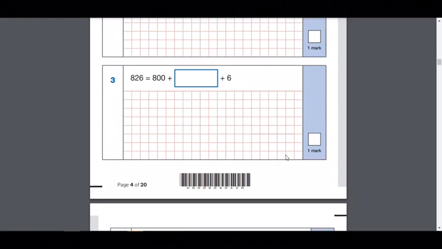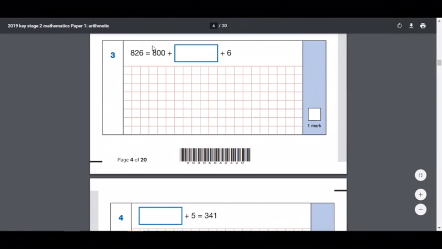Question 3 would require mental calculations. 800 plus something plus 6 equals 826. It's just looking for the value of this digit, and this 2 is worth 20. So the children write 20.